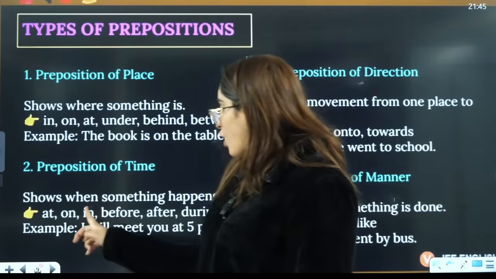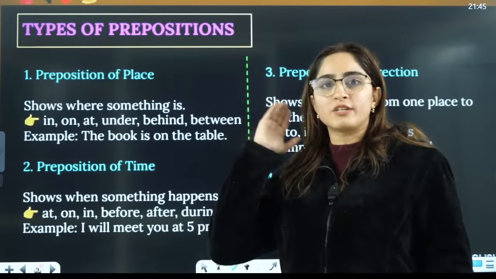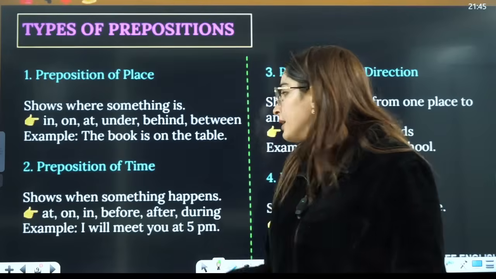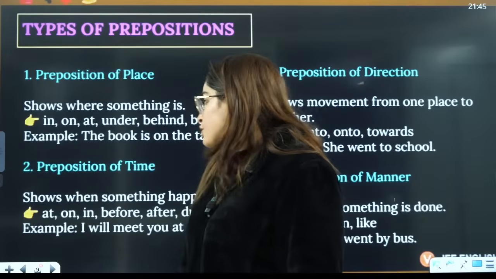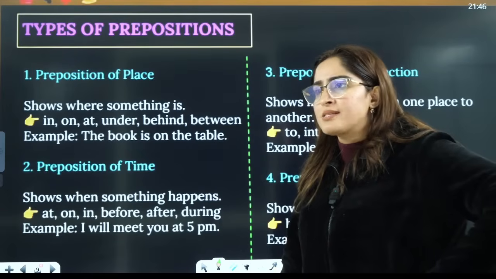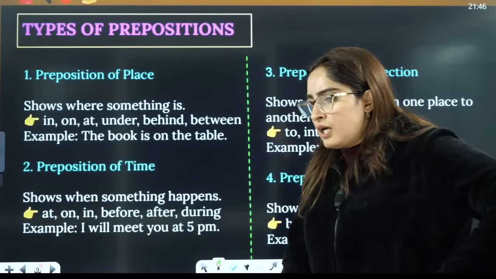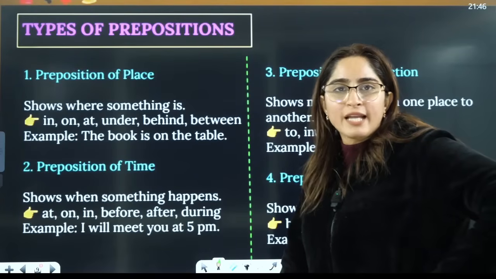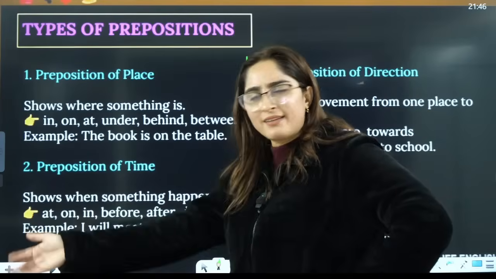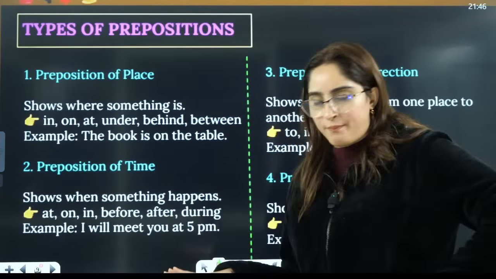Then you say on. For example, I'll meet you on 10th of December 2026, right? That is, you're mentioning a date. In, right? So you can say in the time of reception, in the time when you will get out of your exam, I'll meet you there. Okay, before means before that thing, after means after that thing, during means when you're doing the work and then something happens.